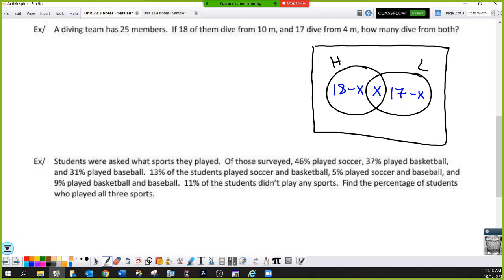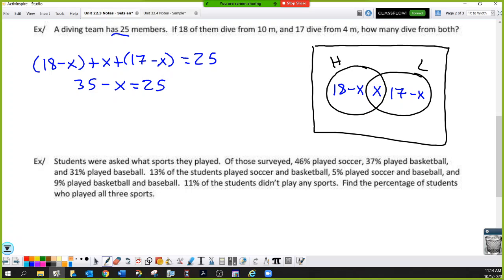We know that our entire diving team exists in the 2 circles. So we know that the 2 circles had better have a total of 25 team members. So if you add up all the regions, it had better add up to 25. So what are our numbers? 18 plus 17, that gives us 35. Negative x, positive x, negative x leaves us with minus x. So this is the algebra behind why you can common sense your way to that overlap answer of 10. But this is why that works.